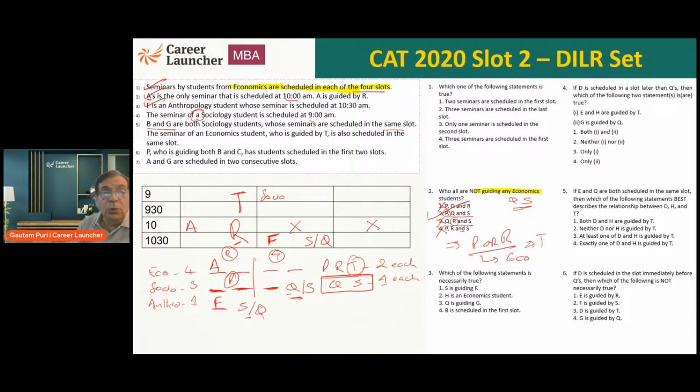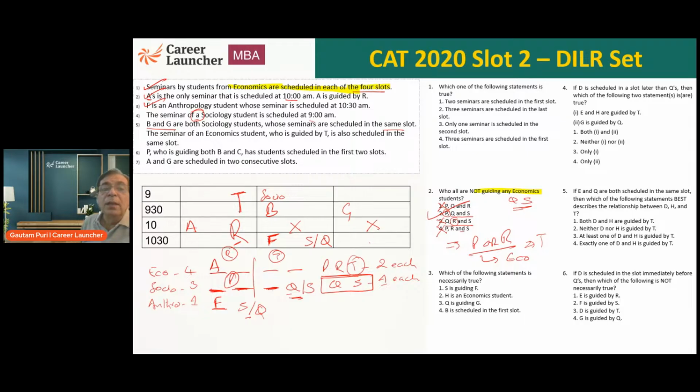That means the remaining two sociology students will have to have a session at another time slot. 9:30, yes, possible. 10, not possible because there's only one seminar at 10 a.m., that is of A. And at 10:30, only F is there, economics is there. So 2 rooms are already occupied at 10:30. So not possible out here also. That means B and G are both having a session at 9:30 a.m. The only slot possible is 9:30 when 2 sociology students can be accommodated.